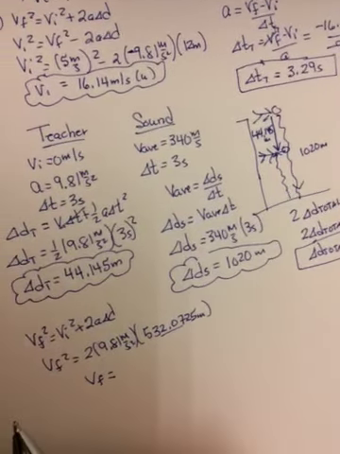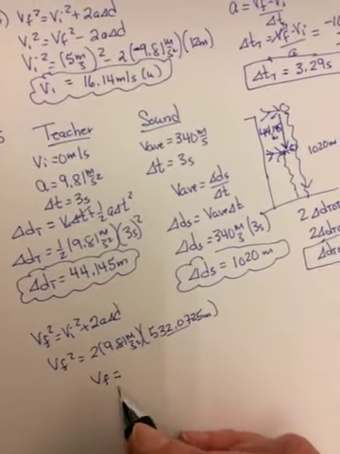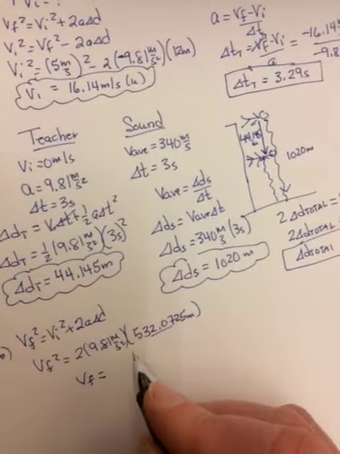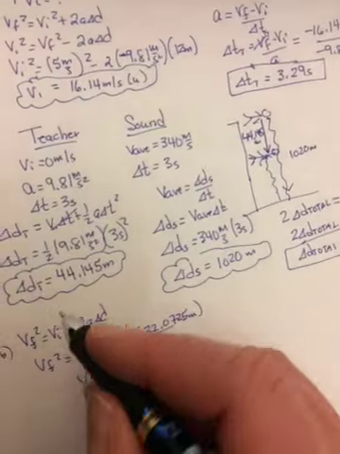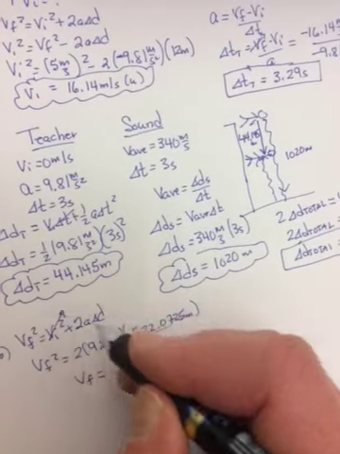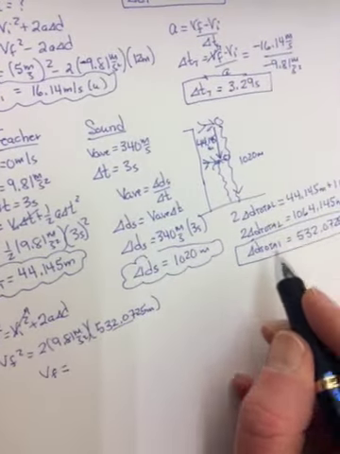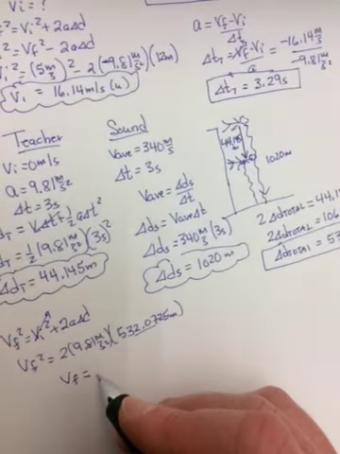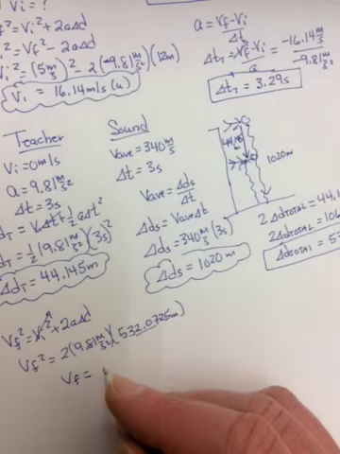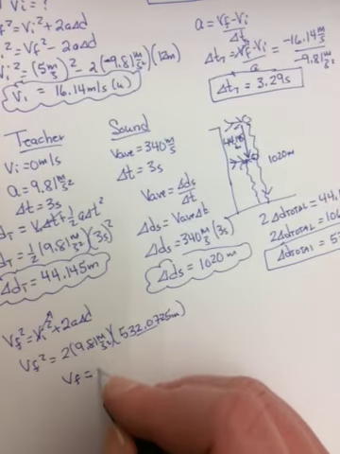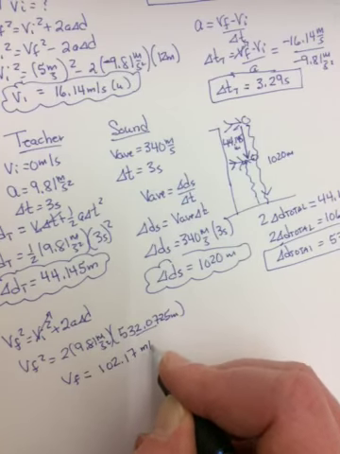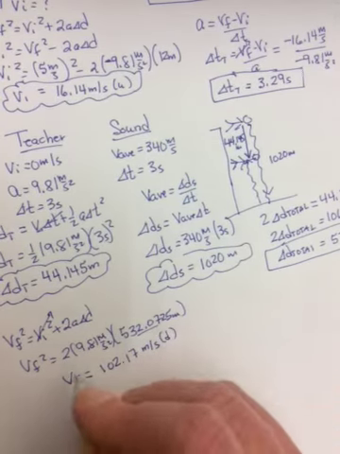Okay, so in the last video we were just finishing number 5. It's actually 5b, trying to find the velocity with which the teacher hit the ground. So the VI was 0. We found the height over here, 532.0725, multiplied by 9.81, multiplied by 2, take the square root, and you should get 102.71 meters per second. Down, of course.